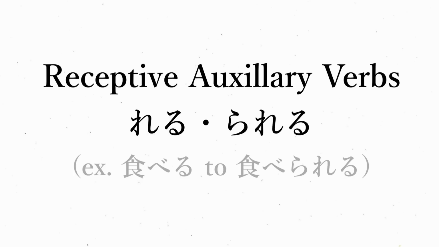So Japanese doesn't have passive verbs. They have a thing called receptive auxiliary verbs, the reru, rareru construction. A lot of times verbs that use this construction are called passive verbs, but that's not the case. It's just a case of textbooks trying to conflate a uniquely Japanese grammatical concept with an English grammatical concept, and it doesn't work.